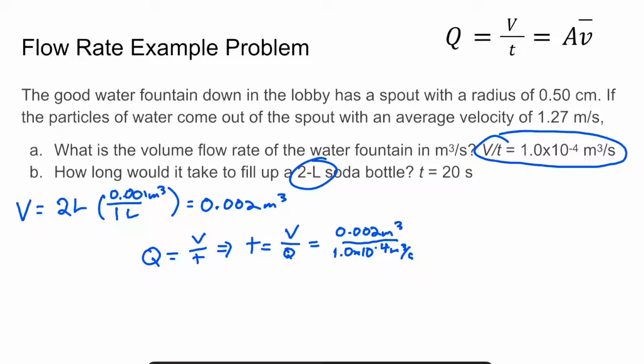If we divide by 10 to the negative fourth, it's the same thing as multiplying times 10 to the fourth. So if we take 0.002 times 10 to the fourth, this should be about 20. And then meters cubed cancel out with the meters cubed, and the seconds end up in the numerator. So this will take about 20 seconds to fill up a 2-liter soda bottle.